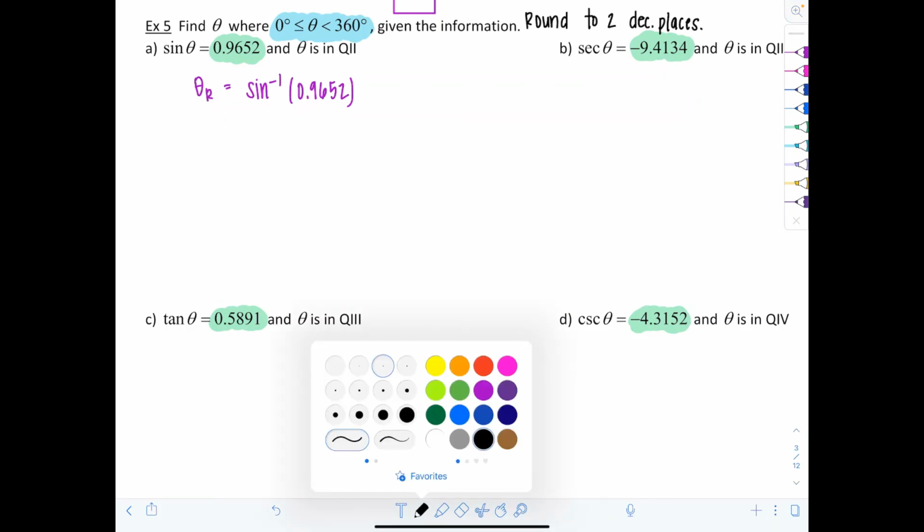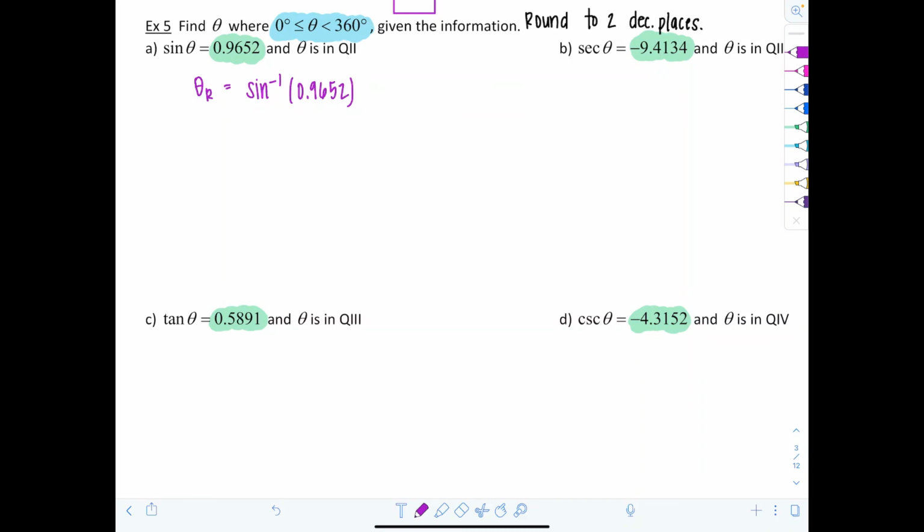Okay, so did you punch it in your calculator? Sine inverse of 0.9652. You should get 74.84 degrees. But they told me that theta is actually in quadrant 2. This is just the reference angle that we found. Make sure you label it theta with that subscript R.